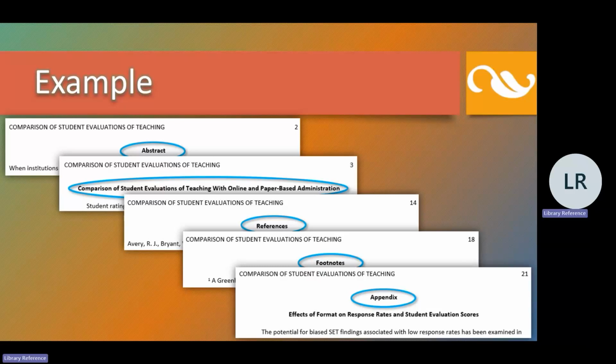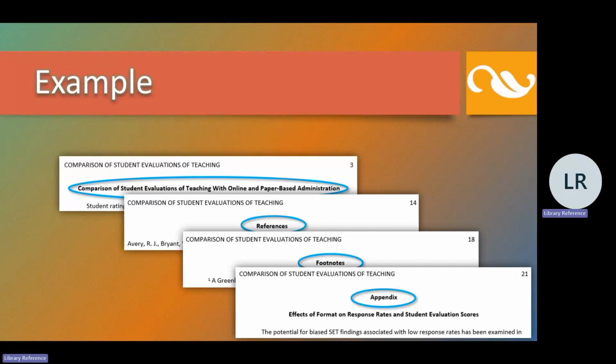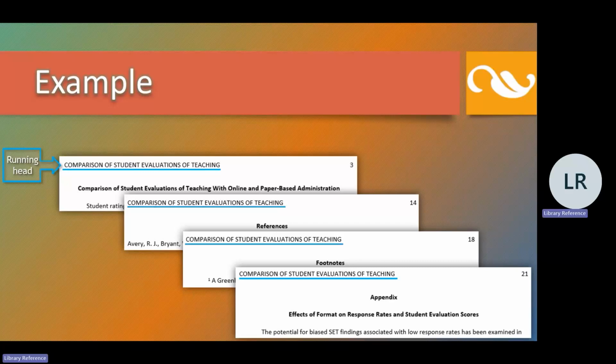I remind you that if this was a professional paper, all of these parts could be present. If this was a student paper, we would be missing the abstract page. Something else that we would be missing if this was a student paper is something called a running head. So what is a running head? A running head is this capitalized phrase that you can see at the top left of every single page.